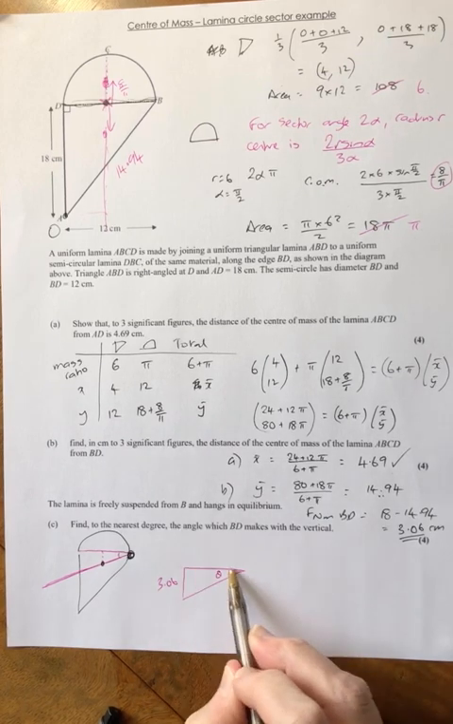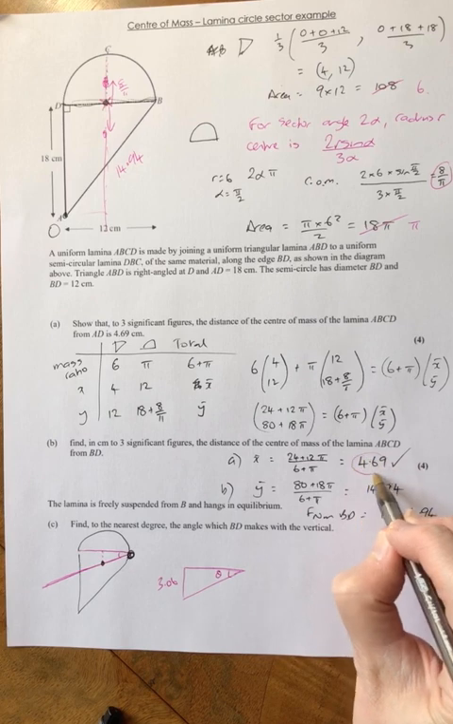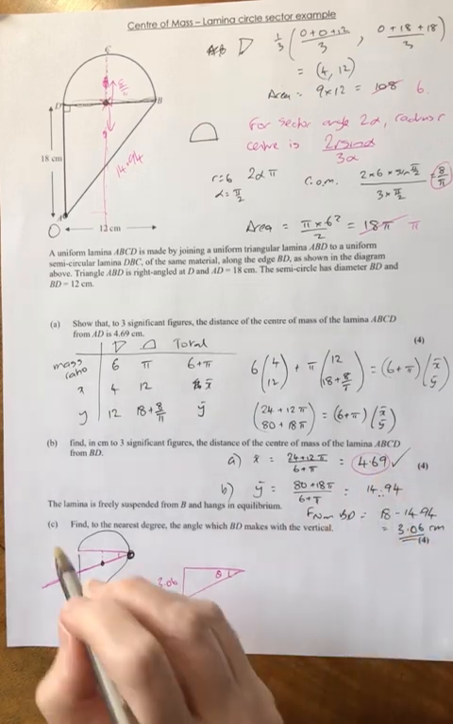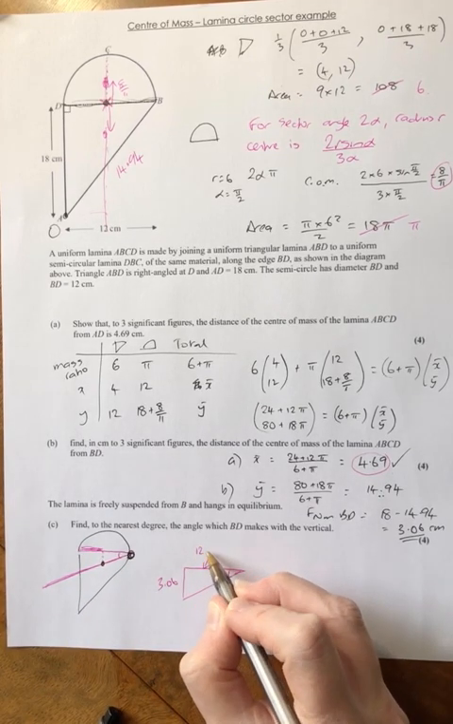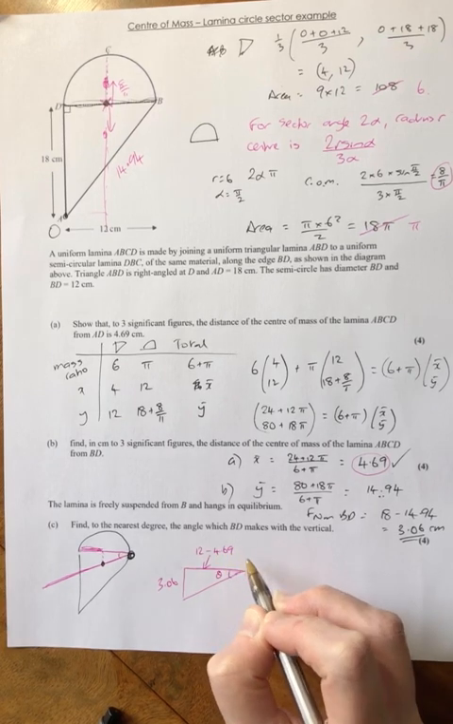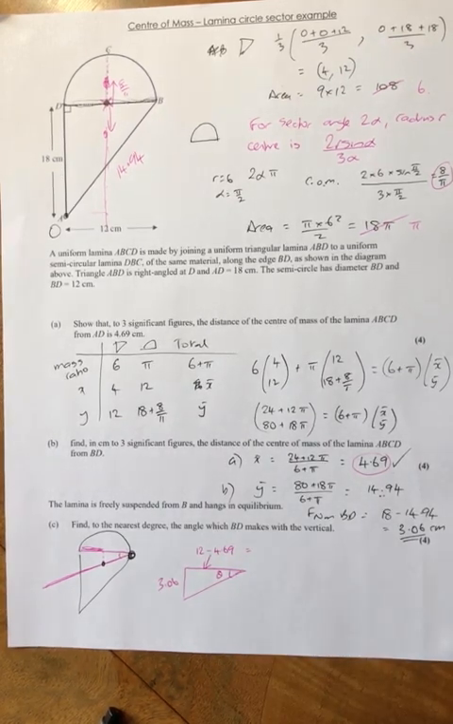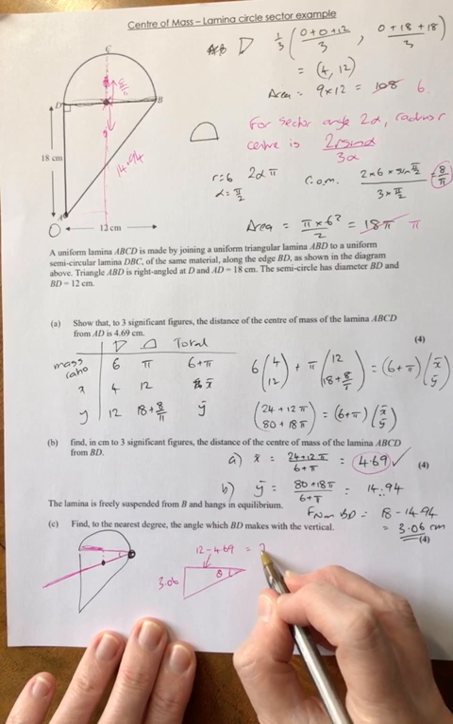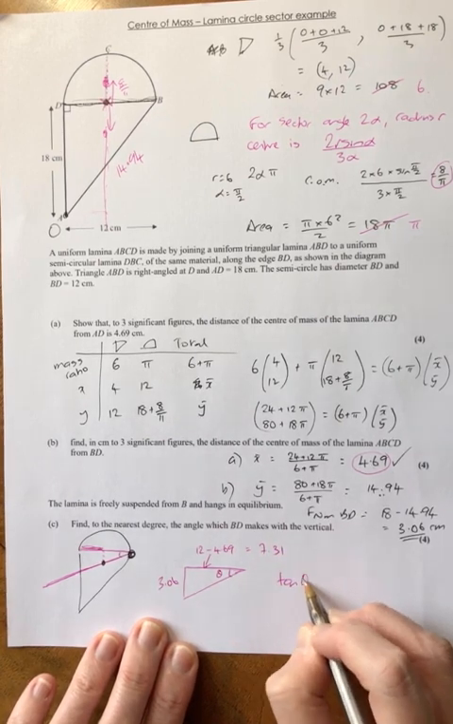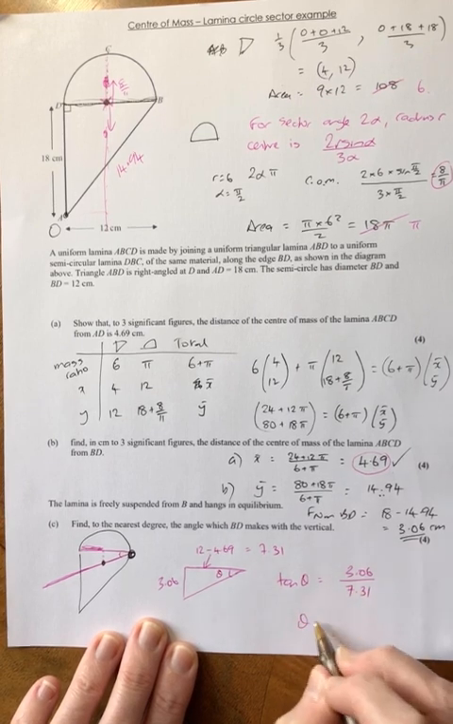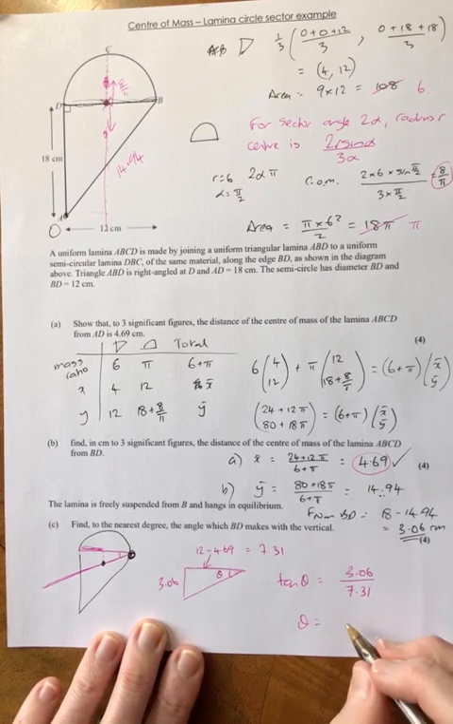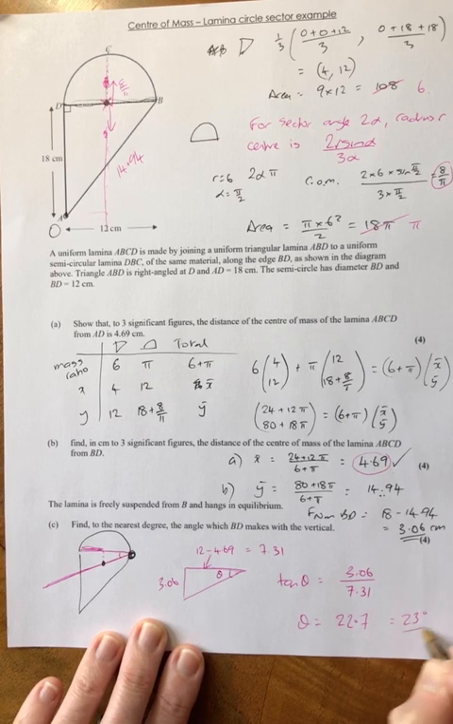This distance here, I worked out 4.69 was from there to there. So this distance here will be the total distance, 12 minus 4.69. 7.31. Again, it's tan. Tan of my angle is opposite 3.06 over adjacent 7.31. Theta is inverse tan of that, 22.7, so that will be 23 degrees to the nearest degree.